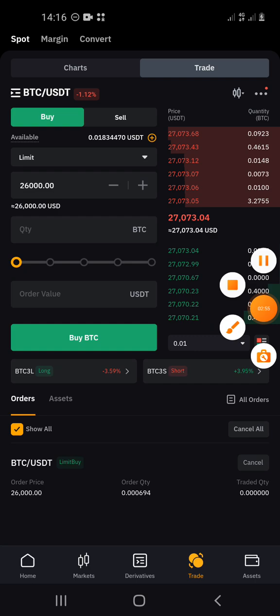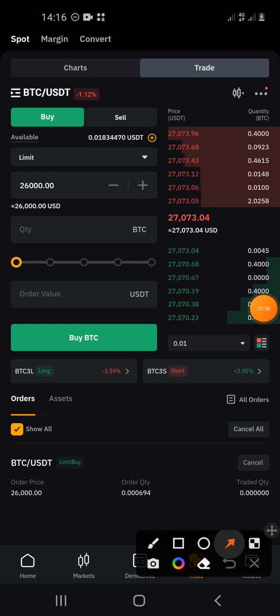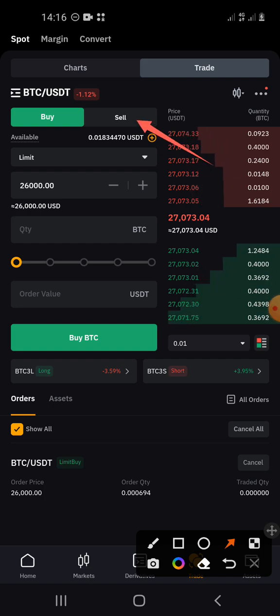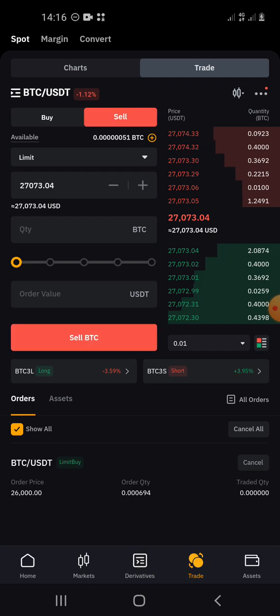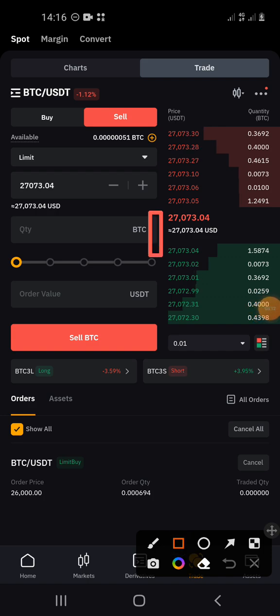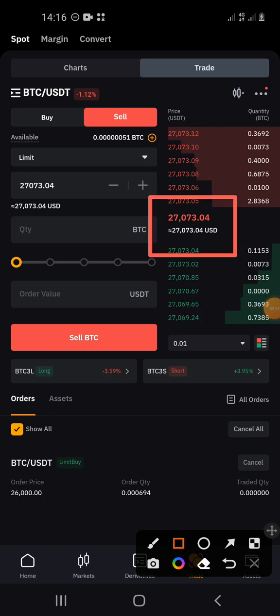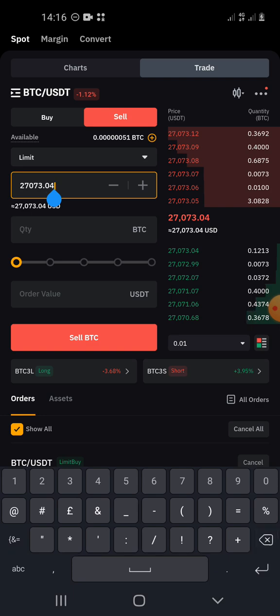Now what about the sell function? If you want to sell Bitcoin at a favorable price using the sell limit, it is the opposite of the buy limit. So in this method, you just click on sell. Make sure you already have the Bitcoin you want to sell. Now the price of Bitcoin in the market is currently $27,000, and you want to sell your Bitcoin higher than this. Let's say you want to sell at $28,000. You just go straight to the same method we used. Just edit it and write $28,000.